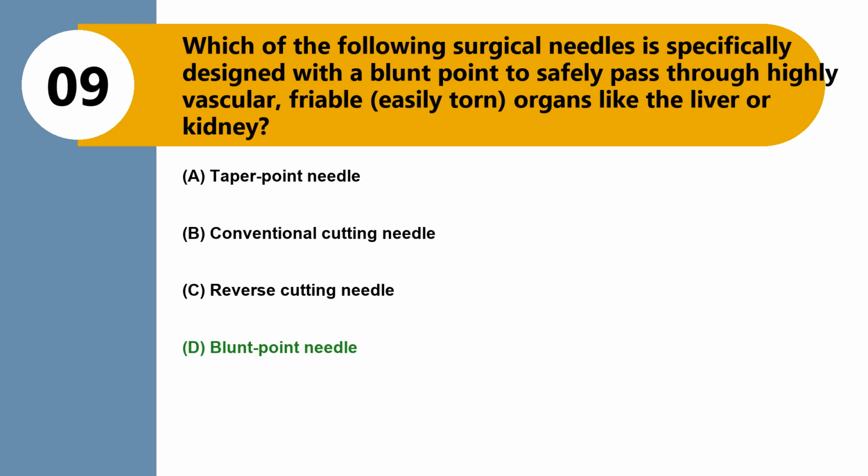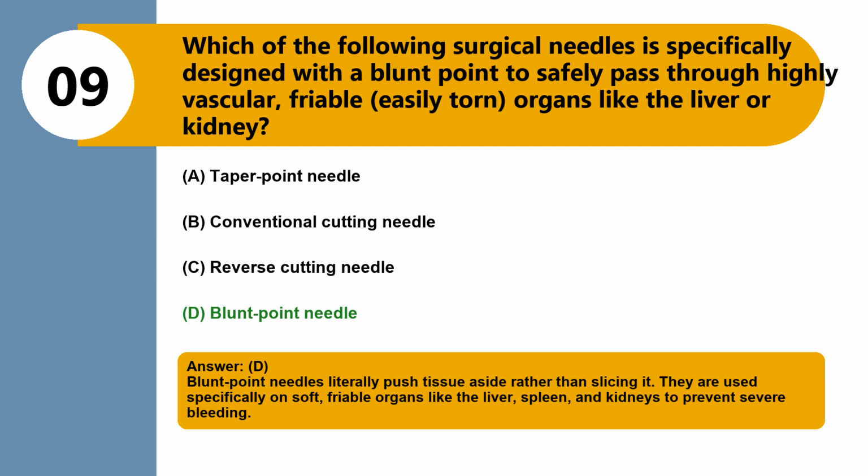The correct answer is option D, blunt point needle. Blunt point needles literally push tissue aside rather than slicing it. They are used specifically on soft, friable organs like the liver, spleen, and kidneys to prevent severe bleeding.